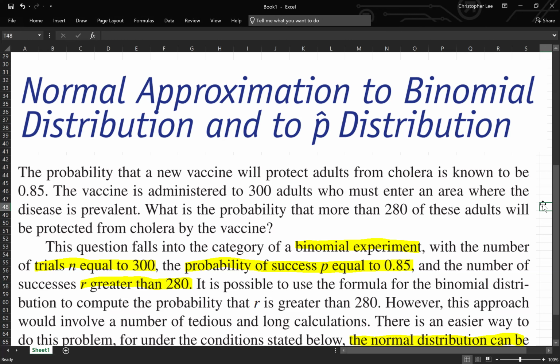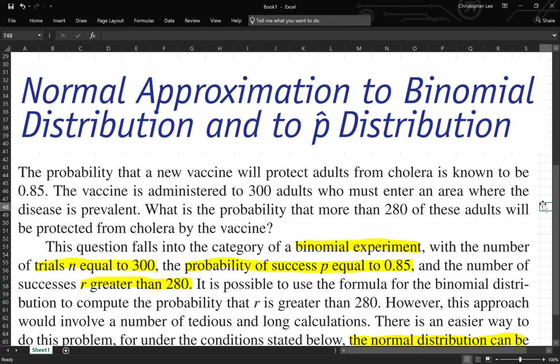This question falls into the category of a binomial experiment, right? Because you're either going to get protected from the vaccine or you're not. With the number of trials, n, equal to 300, the probability of success, p, is going to be equal to 0.85, and the number of successes, r, is greater than 280.